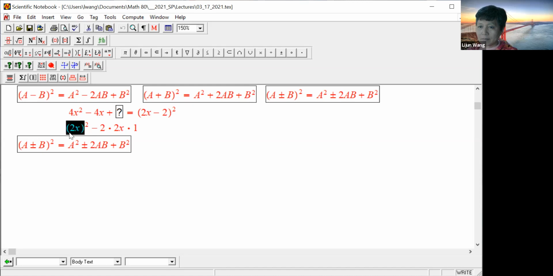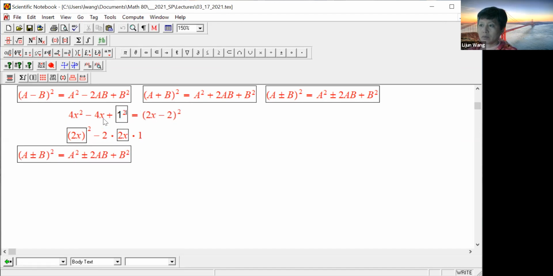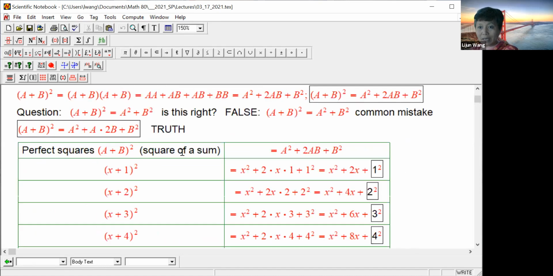This is a. Let me box it. This 2 has to be there. B has to be 1. So the number that should be in the question mark is really 1 squared. In this scenario, you not only need to identify B, you need to identify A as well. In all of the examples we did above, A doesn't need to be identified because you are given a perfect square already.